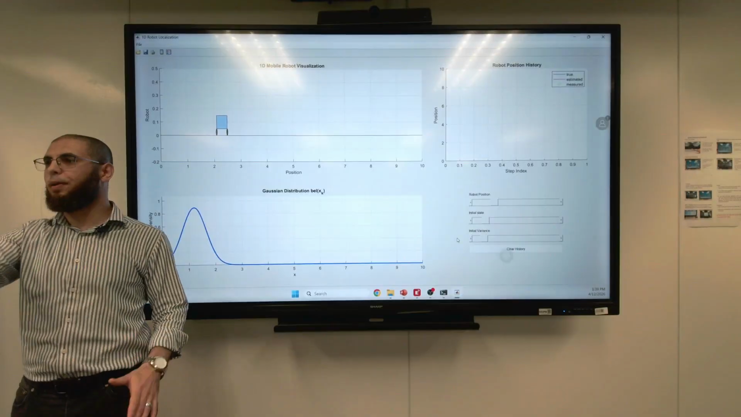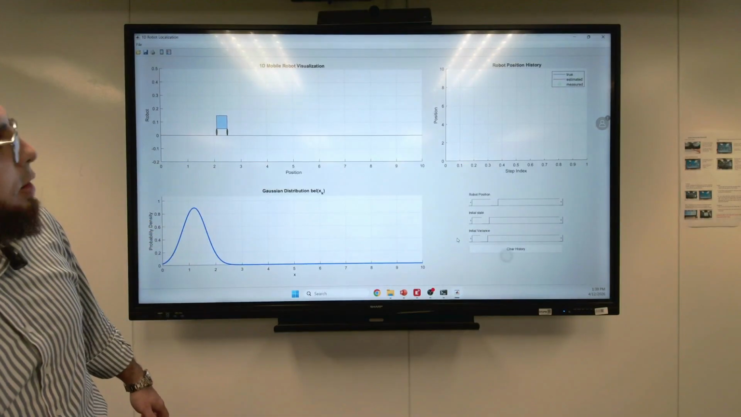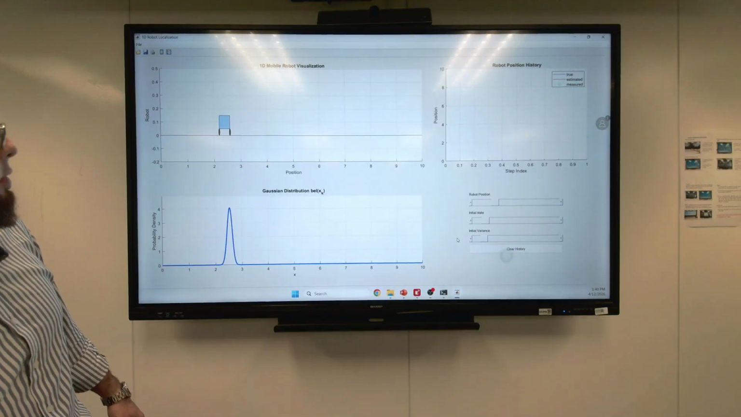And now what you're going to be doing is that you just drive the robot. So we're going to just teleoperate it from the keyboard. So just move right, okay, and left.